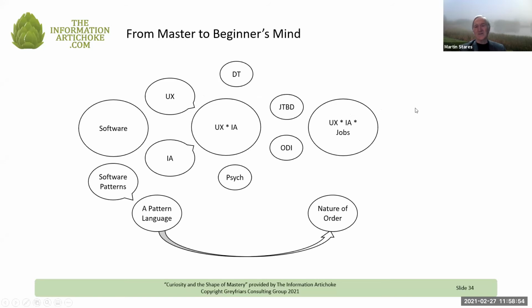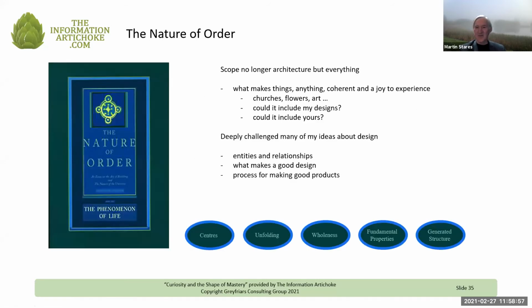And this is a fabulous, fabulous book. The scope is no longer architecture, but absolutely everything. What makes things coherent and a joy to experience? Churches, flowers, art. Could it include my design? Could it include yours? This was a deep challenge to many of my ideas about design. It challenged my ideas about entities and relationships. It challenged my ideas about what makes a good design. And it challenged my ideas about the process for making good products and many others. But these are the three things I want to share with you right now.